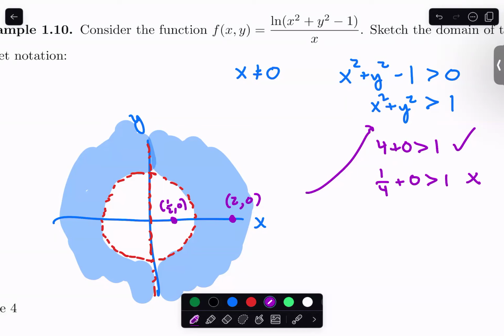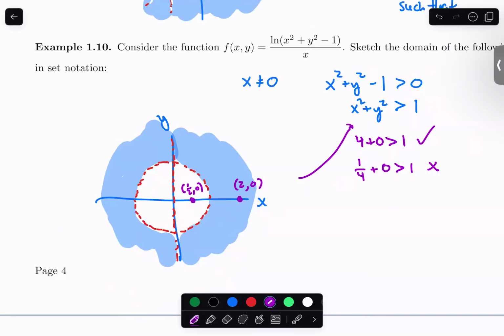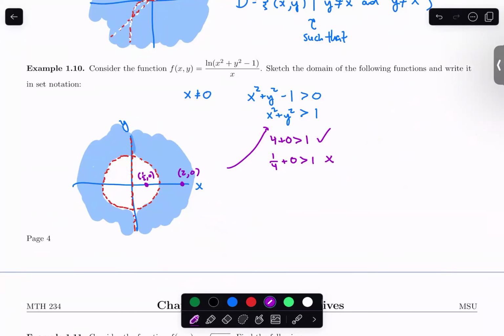So this is how we can just use some test points to figure out. Again, this one was maybe relatively nice, relatively straightforward. But if you have any where you are hesitant which side of this line or this curve I should be shading, right, you can use test points for that. All right. Any questions on this one here?